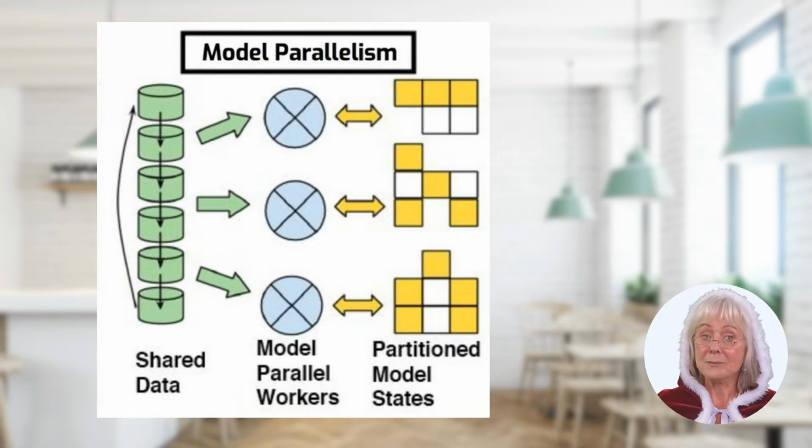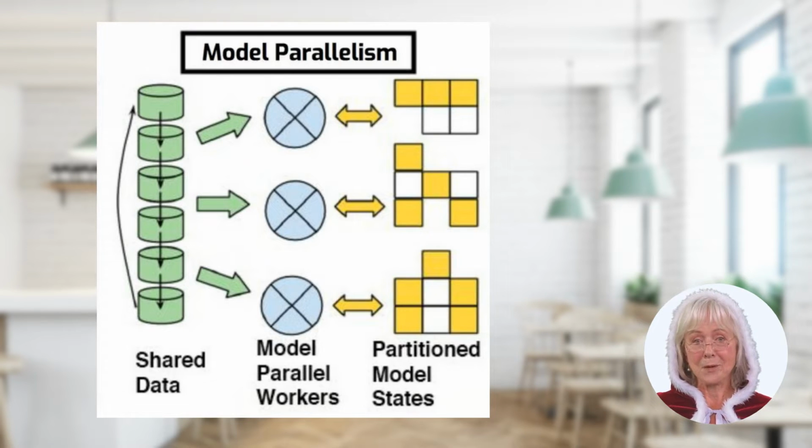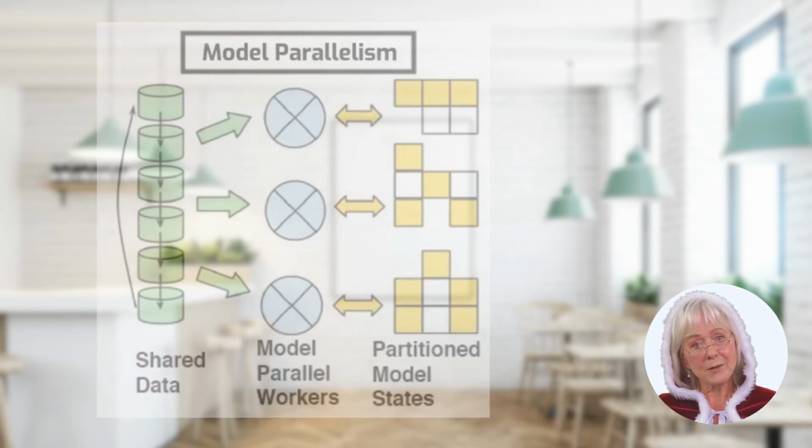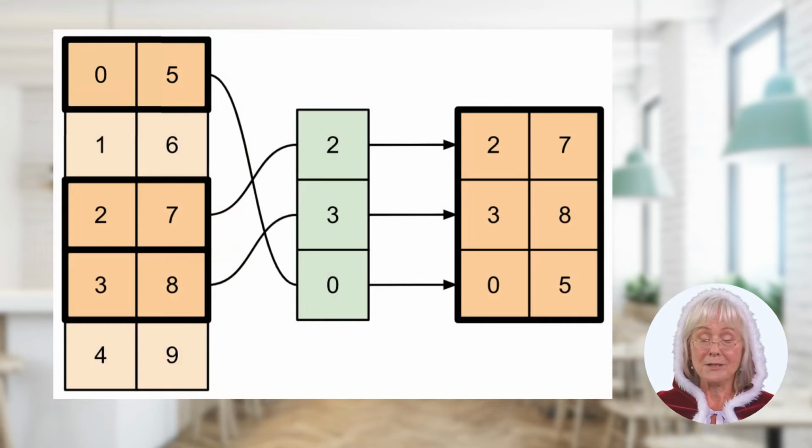Megatron-LM leverages model parallelism to train these massive models. It splits the model across multiple GPUs, where each GPU is responsible for a part of the model. But there's a secret sauce to how it does this. It uses a technique called tensor slicing, which is a fancy way of saying it divides the model's parameters, the tensors, into smaller parts, and each GPU gets a slice.